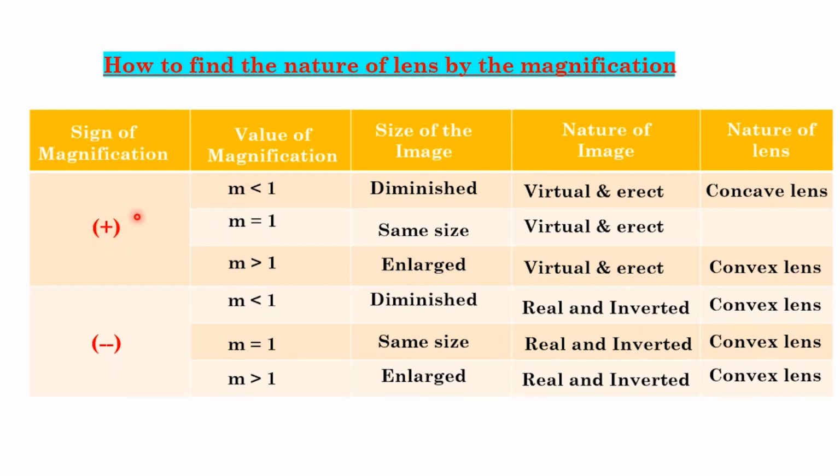You have to keep only one case in your mind: when M is positive and less than 1, then it is concave, otherwise it is convex. When magnification is positive and M is 1, this case is not possible. No lens has magnification with value 1. It will be plain glass and no image will be formed. So we will not study this case.